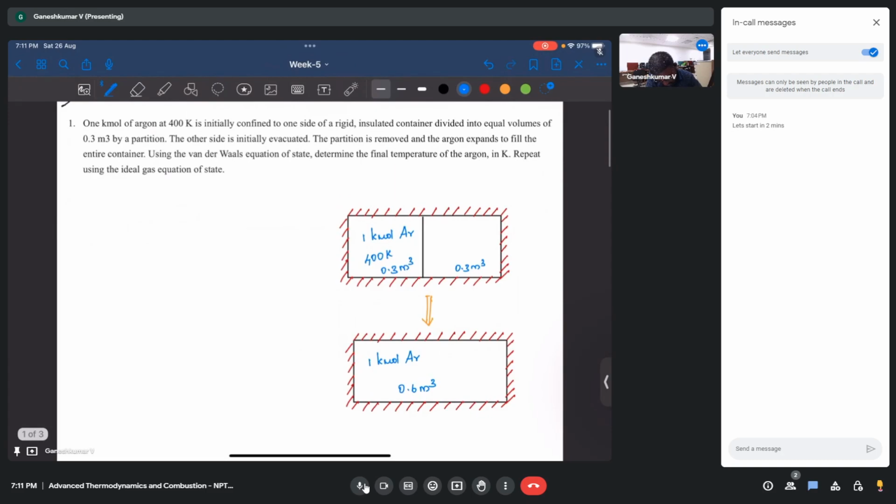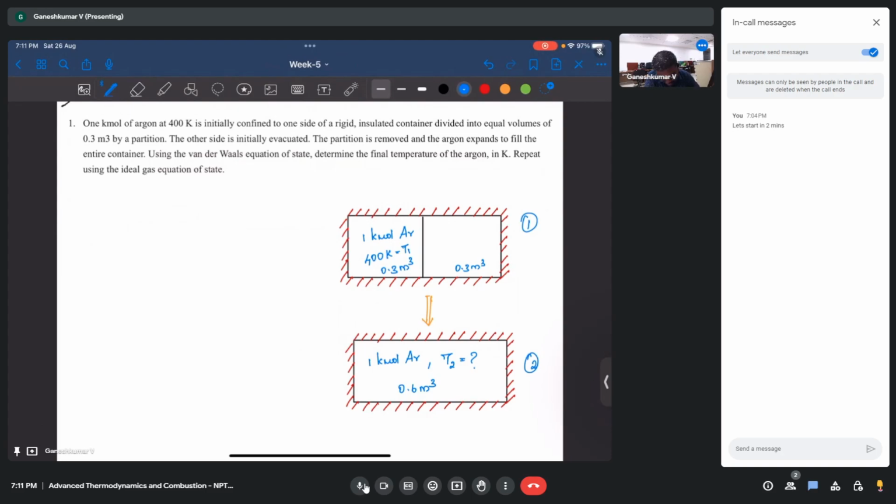And what else is given? Using the van der Waals equation of state, determine the final temperature of argon. So we were asked to use the van der Waals equation of state. The argon gas is modeled using the van der Waals equation of state, and we should find the final temperature of argon. So basically we need to find T here. Let's call this 1 and let's call this 2. Then this becomes T1 and this becomes T2. So we need to find T2, and we should use the van der Waals equation of state.